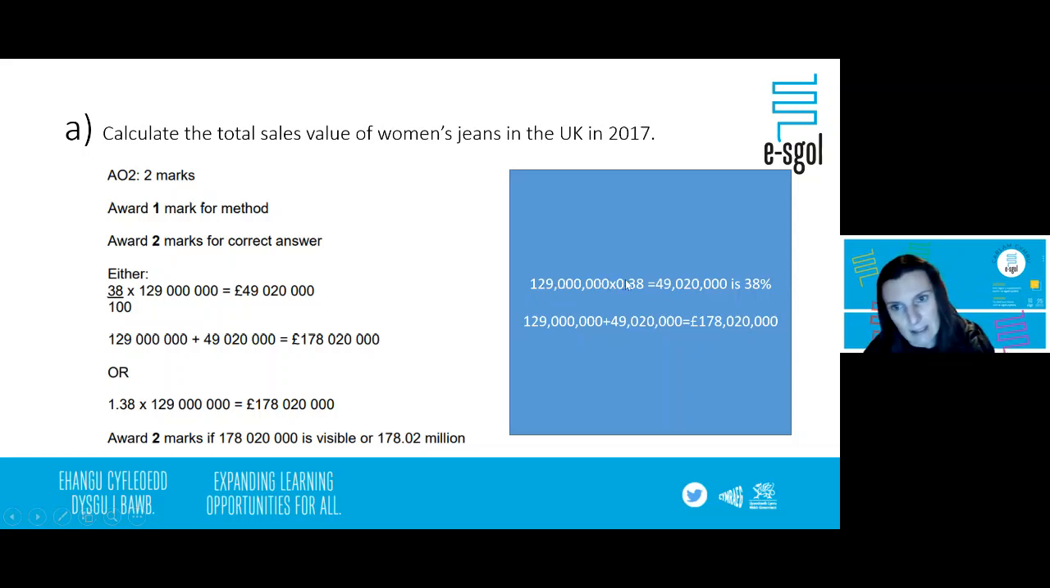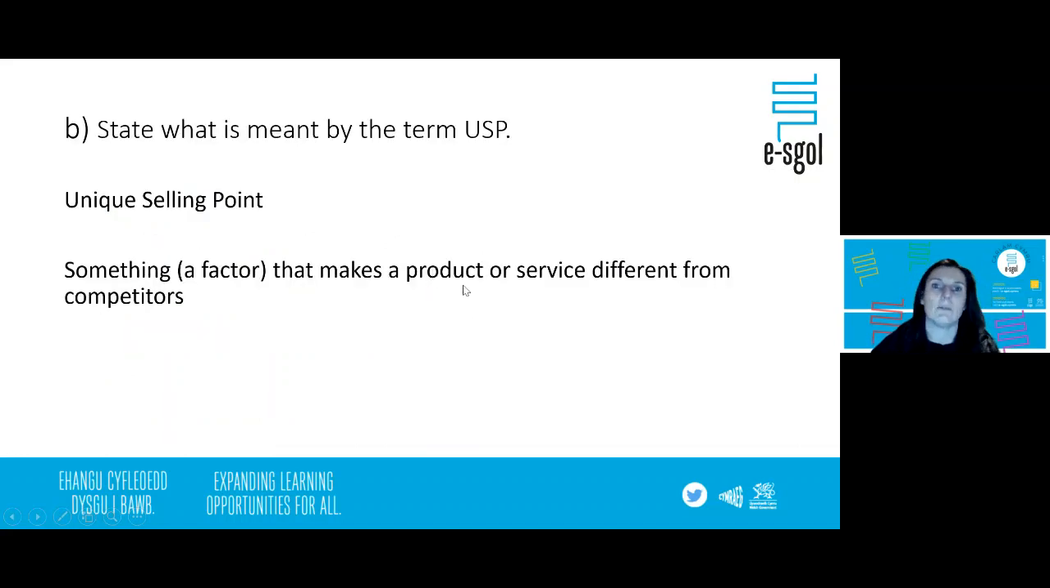How I would do it is I work out percentages like this, and people have different ways of doing it, but I take 129 million and I times it by 0.38. So I turn my percentage into a decimal, 0.38, which gives you that figure there. So that's what 38% is, it's 49 million and 20,000 there. Then what you would do is take your 129 million, add your 49 million, and that would give you that figure there. Okay, now this is worth 2 marks. Ideally what you want to be doing is making sure you've got your method along with the answer, to get the full 2 marks.